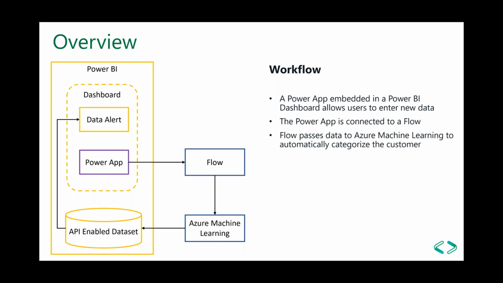It does a little check to see, hey, is the category there or not? If the category is not there, then pass the data to Azure Machine Learning Studio and use a clustering algorithm to determine which category to put this customer in. If the category is there, then just use it. And the last thing the flow does is push that data into an API-enabled data set in Power BI. That allows you to get that immediate feedback. In less than 5 seconds, you see the new record show up, and you see all the visuals update based on that new record that was just entered via the Power App embedded in Power BI.